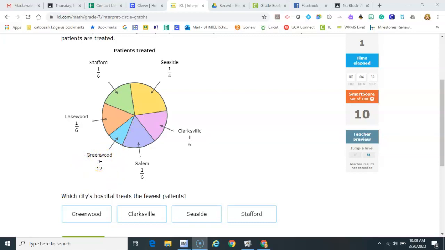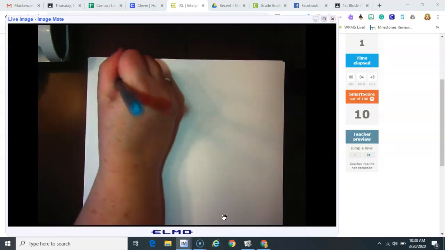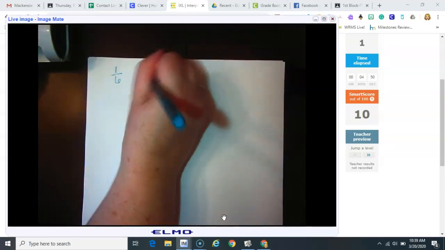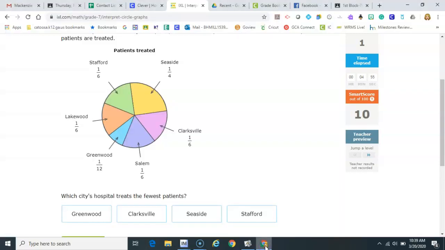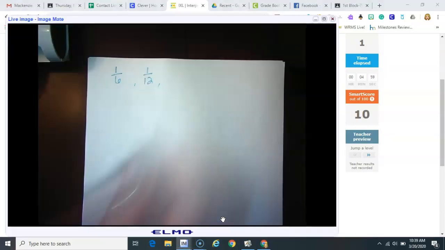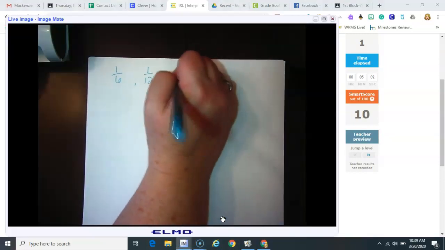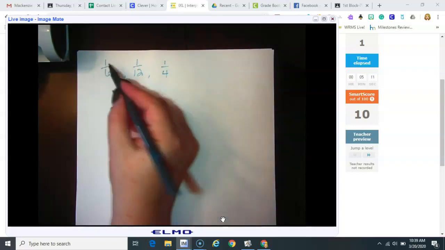And so let's talk about how we know that, in case that's what's giving you trouble. Let's go over here. So if 1/6 was a choice, 1/12 was an option, what else? 1/6, 1/12, and 1/4. So these pesky fractions continue to give us trouble. So we want to know which fraction is the smallest. And remember, this is a part out of a whole.